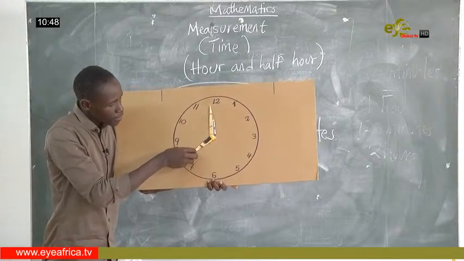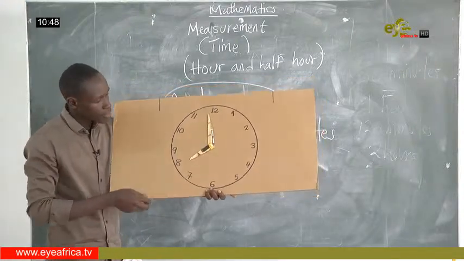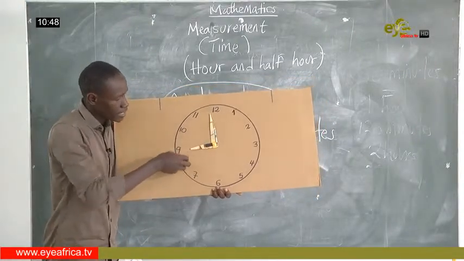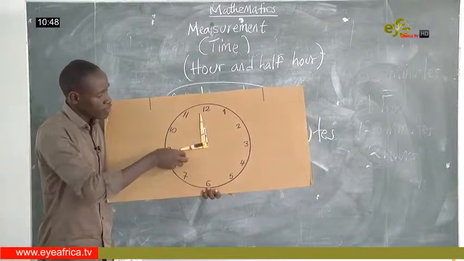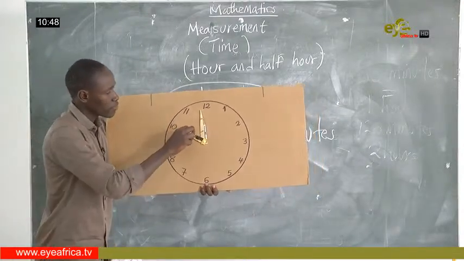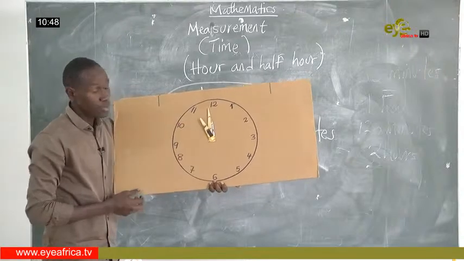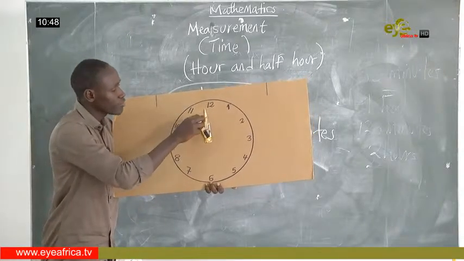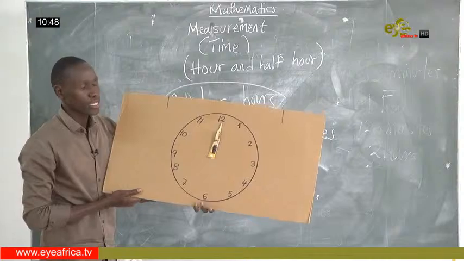From 7 to 8 will give me 8 hours. From 8 to 9 will give me 9 hours. From 9 to 10 will give me 10 hours. From 10 to 11 will give me 11 hours. From 11 to 12, it will give me 12 hours.